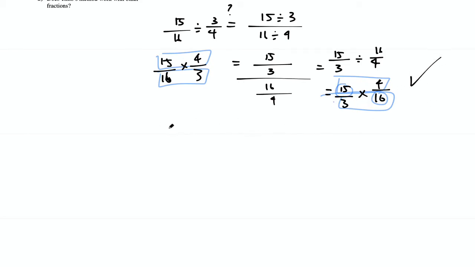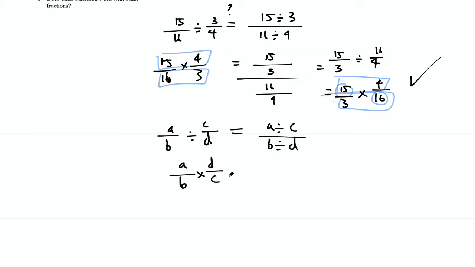So now if you try this with any random fraction, so a over b, right, divided by c over d, is this equal to a divided by c all over b divided by d? Okay, so if I do the same steps, I'm going to get a over b multiplied by d over c, right, the reciprocal. So on top, I'll get a times d all over b times c.